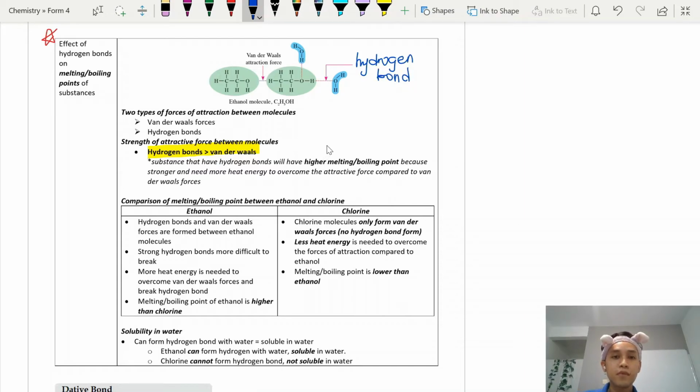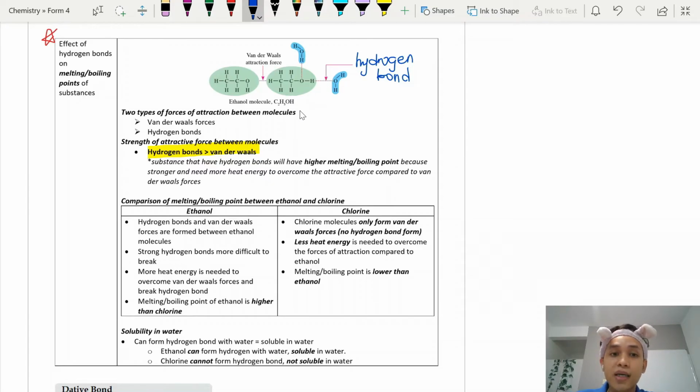When you have two types of attractive force, of course your melting and boiling point will be higher. Although the van der Waals forces are easier to break, you still need to break off the hydrogen bonds in order for it to evaporate or melt or boil. So basically, you are going to need more heat energy in order to break off the hydrogen bonds.